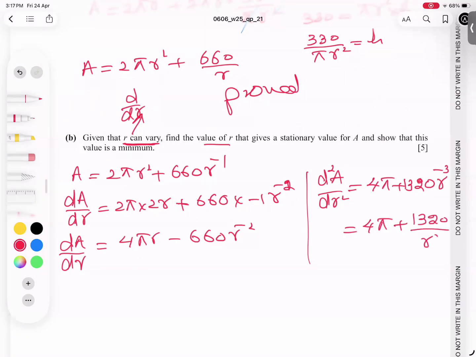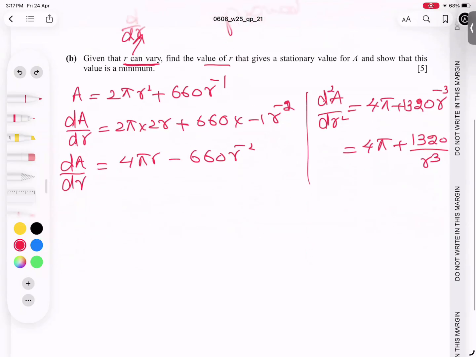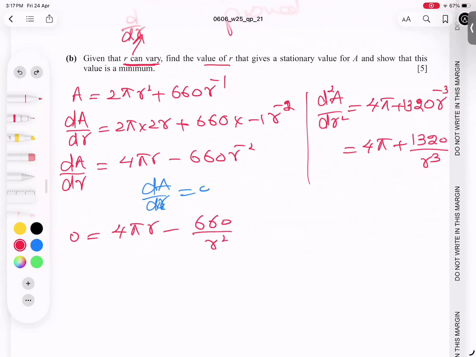I'm going to replace the r value, but first of all, I have to get the r value. How to get the r value, students? Stationary point means the derivative is 0. I am bound to put the derivative equal to 0. When I put 0 here, from here we have to rearrange. So 660 over r to power 2, I'll bring this completely here.